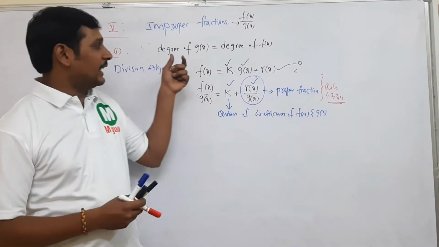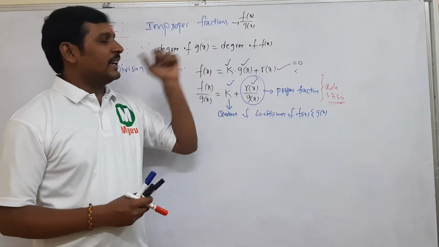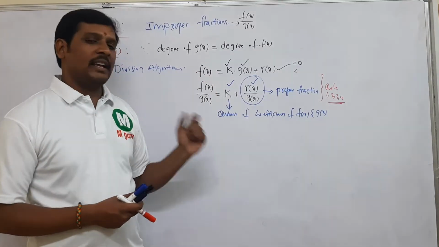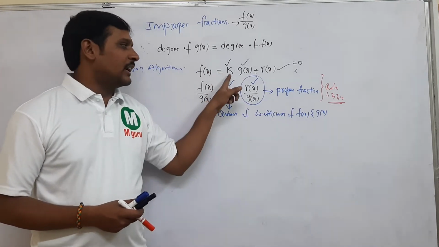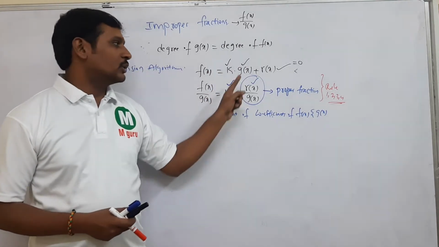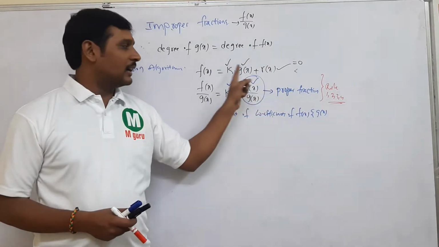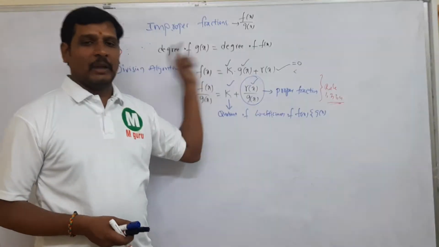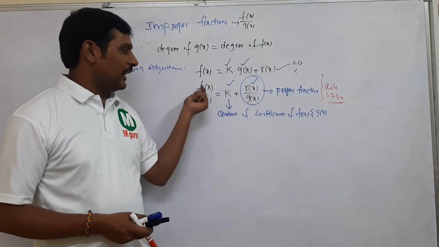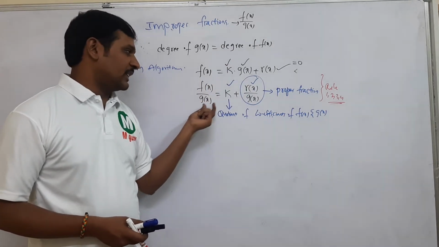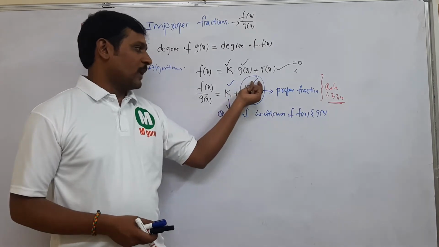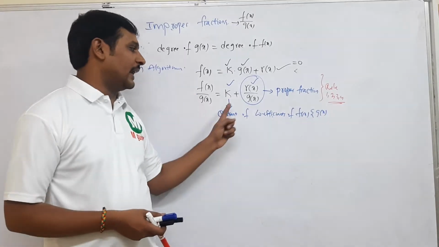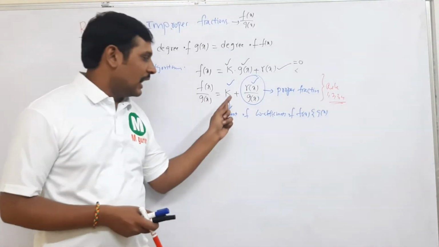What is case 1? In case the degree of g of x and the degree of f of x are equal, in such a case, by using the division algorithm, what are we getting? We are getting f of x equals divisor into quotient plus remainder. What is the quotient here? Something k we get, a constant, because the degrees are equal. Then by dividing by g of x, we get f of x by g of x equals k plus r of x by g of x. So f of x by g of x can be written as k plus r of x by g of x. And what is k here?